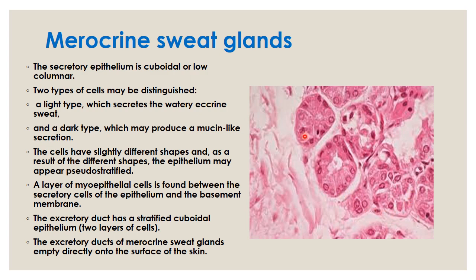Therefore, the lining epithelium may appear pseudostratified. There are also myoepithelial cells which surround all the alveoli. These are modified smooth muscle cells, and they help in the contraction of the single cells to pour their secretion into the lumen. The excretory duct of the gland is stratified cuboidal with two layers, and the excretory duct of the merocrine sweat glands opens directly onto the surface of the skin.